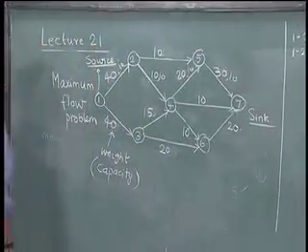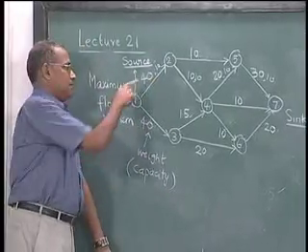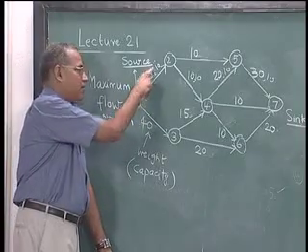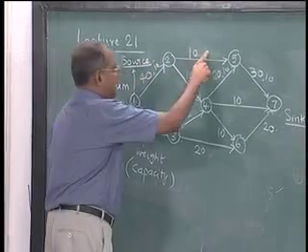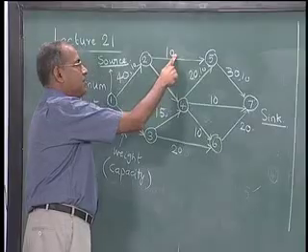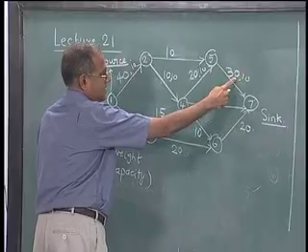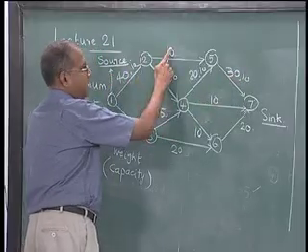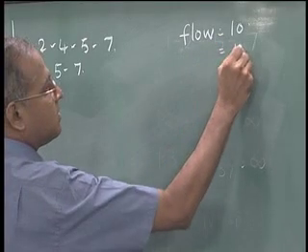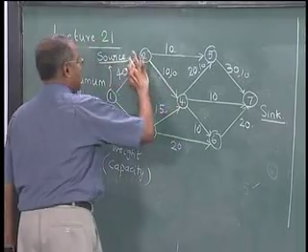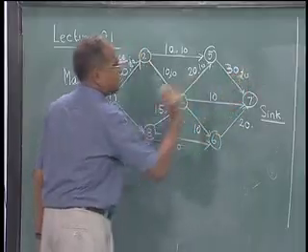Now, if we look at 1 to 2, 2 to 5, 5 to 7, now 1 to 2, the actual capacity was 40, we have already used up 10, so available capacity is 30. Here the actual capacity is 10, the available capacity is also 10. Here the actual capacity is 30, the available capacity is 20. So, we look at 30, 10 and 20, the minimum is 10. So, we put flow equal to 10. So, this gets updated to 20, this gets updated to 10, this also gets updated to 20.